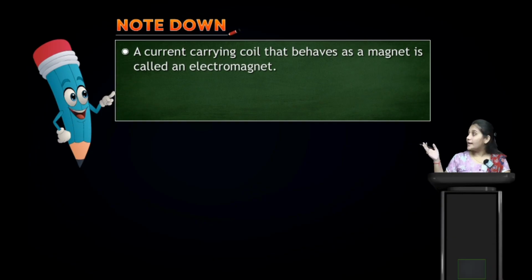So here's a note to write down. A current carrying coil that behaves as a magnet is called an electromagnet. Any current carrying coil that behaves like a magnet is called an electromagnet. How does it behave like a magnet? Because as soon as electricity passes through this wire, the current carrying coil behaves like a magnet. That's why the needle gets deflected from its original position. If the coil does not behave like a magnet, then there won't be any deflection in the needle.